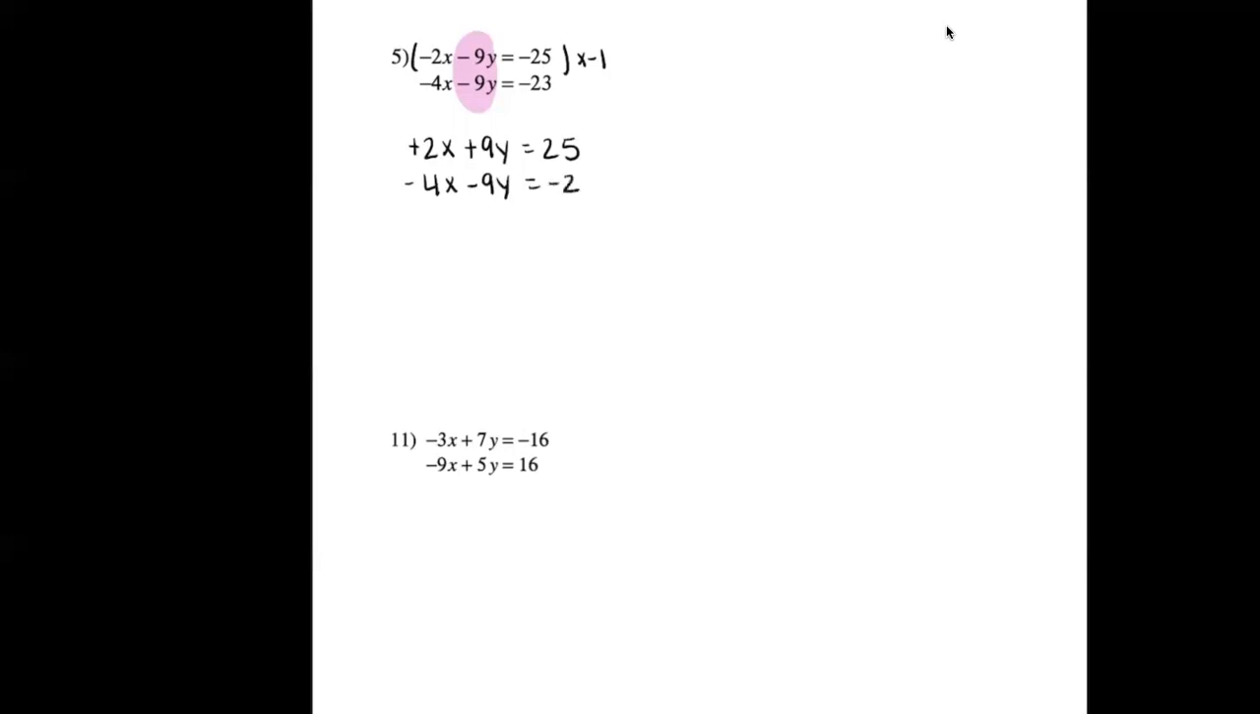And I'm going to rewrite the other one below it. So this is my newly turned positive equation. And when I add them together, now this 9y and this negative 9y will cancel out. So I'm left with negative 2x equals 2, because 25 minus 23 is just 2. So if I'm left with negative 2x equals 2, I have x equals negative 1.